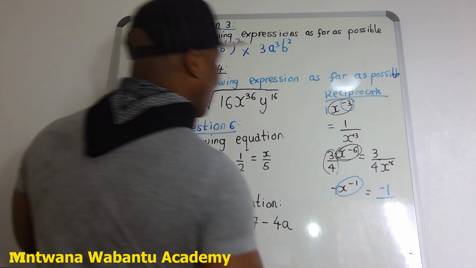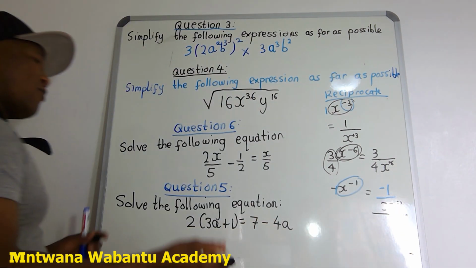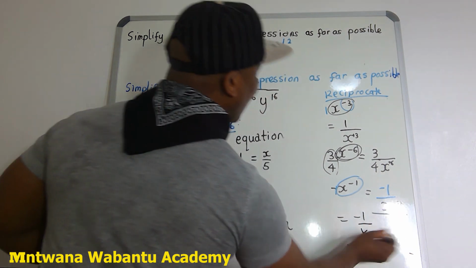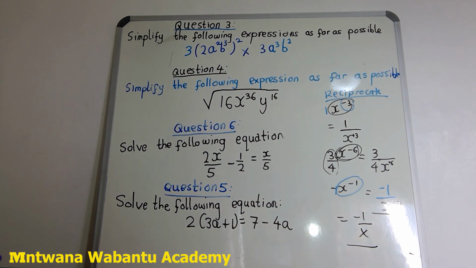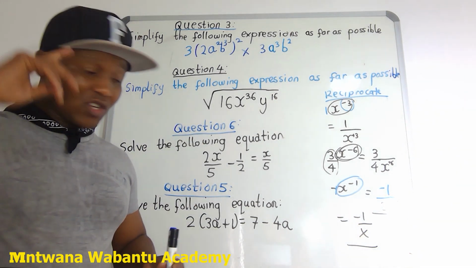So you take everything to the bottom, this is going to become x. It's negative, right? So it's going to become positive 1. So it's like 1 over x. So this is going to say negative 1 over x power 1 equal to x. So that's how you reciprocate. You know what I'm saying? So that's another rule of exponential reciprocation.